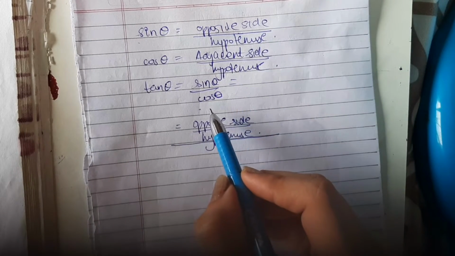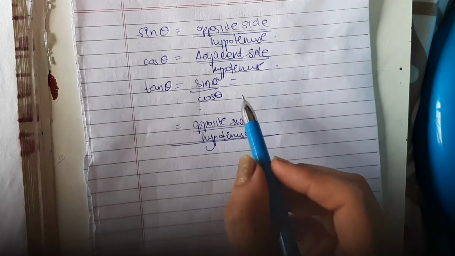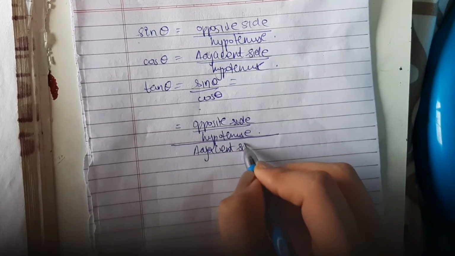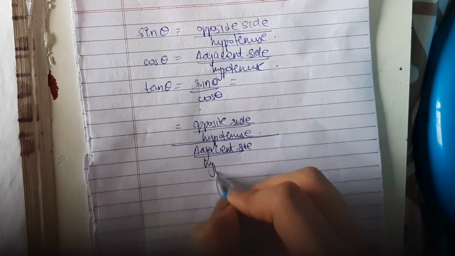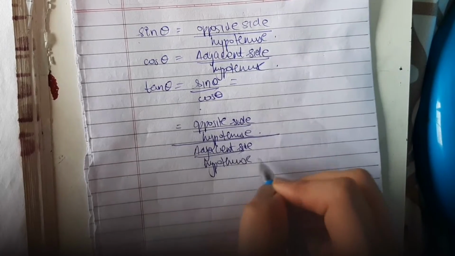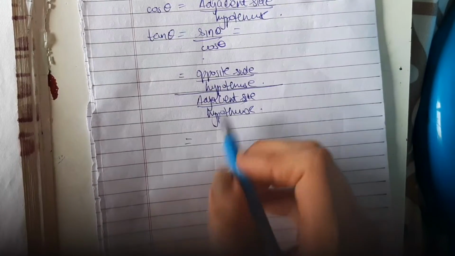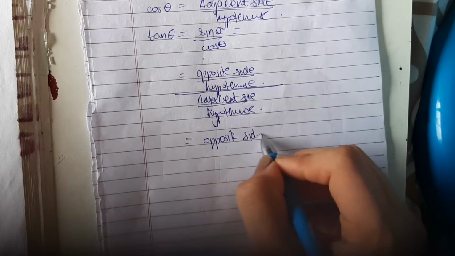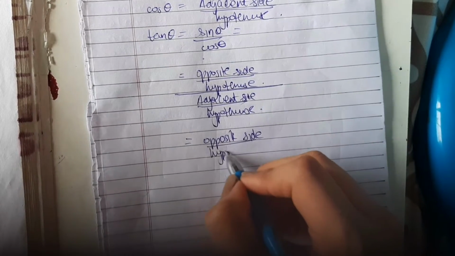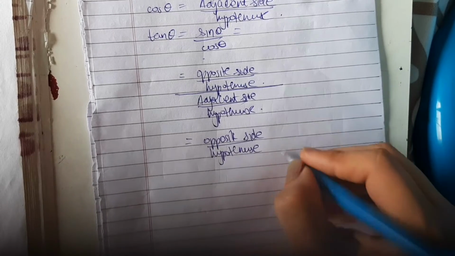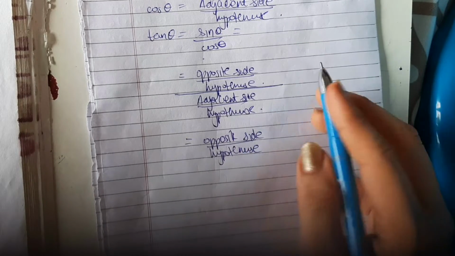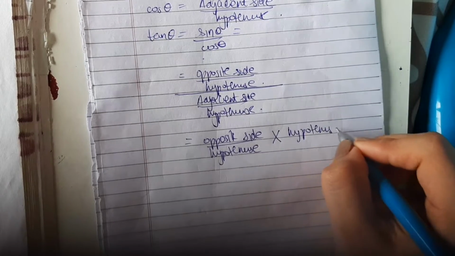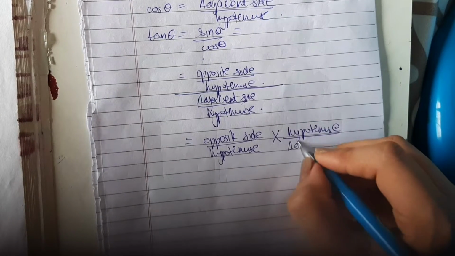cos theta. Cos theta is adjacent side upon hypotenuse. So I'll write adjacent side upon hypotenuse. Understood? Now opposite side upon hypotenuse, we will take the reciprocal of the other, so it will be multiplied by hypotenuse upon the adjacent side.